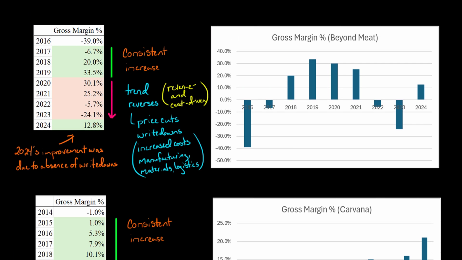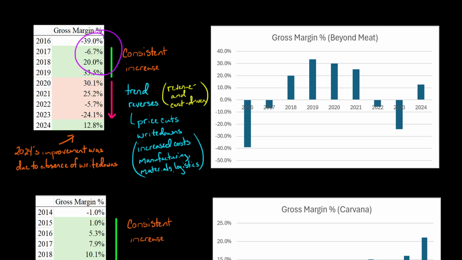Final company we want to look at, Beyond Meat. Beyond Meat was a little bit all over the place. Now you see that 2016, negative 39% gross margin percentage. So it was ugly. They're selling the product for a lot less than what it cost them. 2017 was also negative, but not as bad. Finally, it got positive in 2018, then 2019, 33.5%.